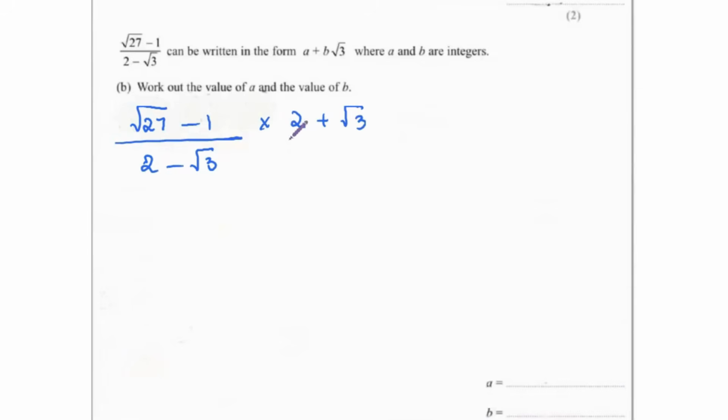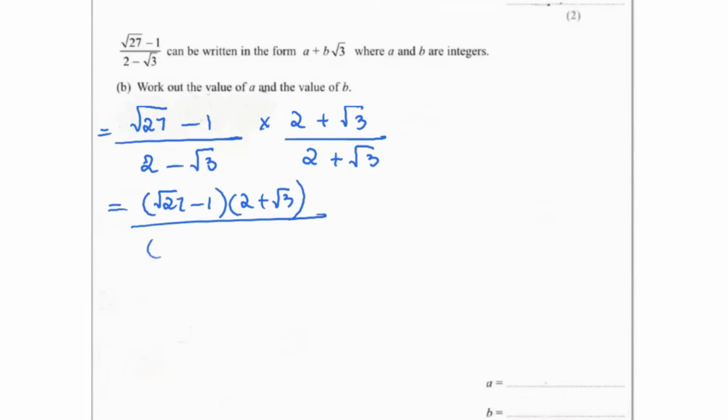So if it's 2 minus root 3, initially you multiply and divide it by 2 plus root 3. This is the conjugate of the denominator, which is 2 minus root 3. Then you multiply the numerator with the numerator and denominator with the denominator. So 2 minus root 3 times 2 plus root 3. We expand the bracket in the numerator.